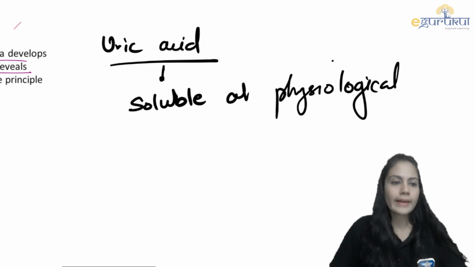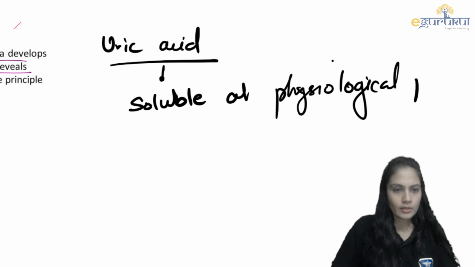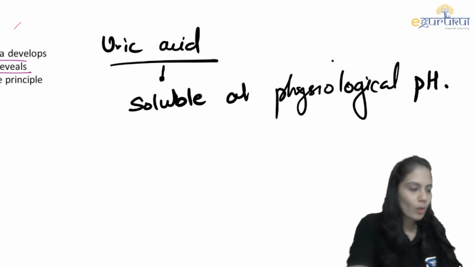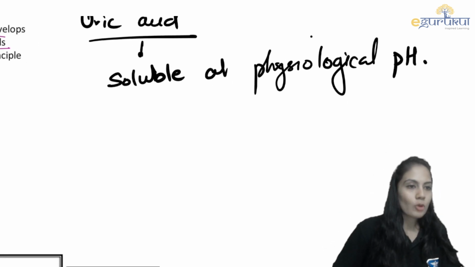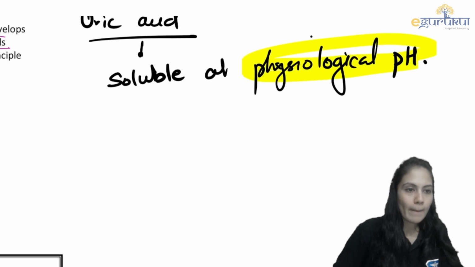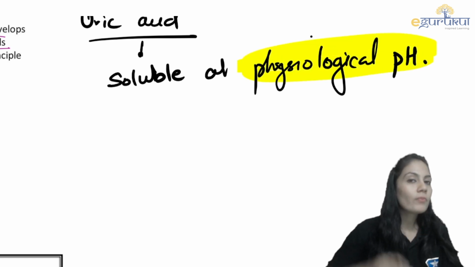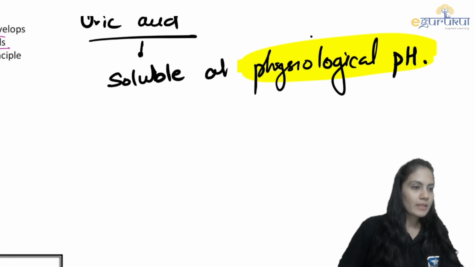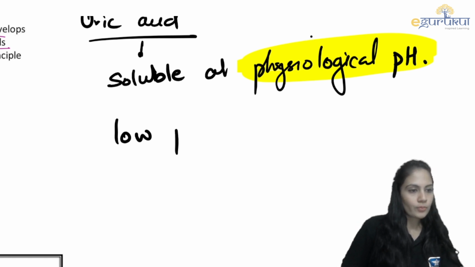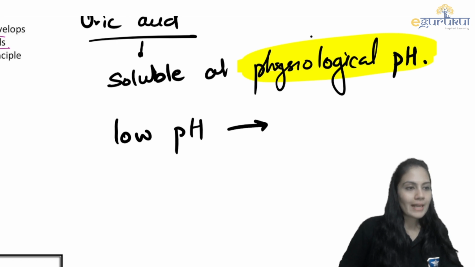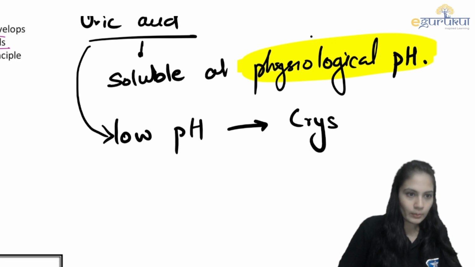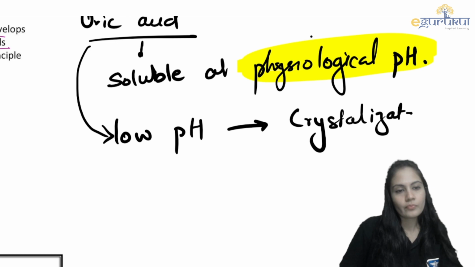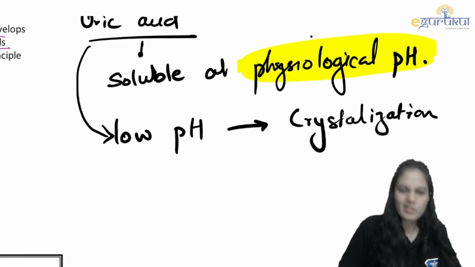But over here they are writing that it is causing crystal. I'll come to that, don't worry. Okay, so what happens is, I'm talking about physiological pH. But what if the pH goes down? If the pH goes down, that means if there is a low pH, the uric acid starts crystallizing. The uric acid crystallizes, or the crystallization will start in this.